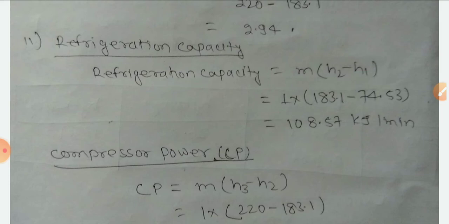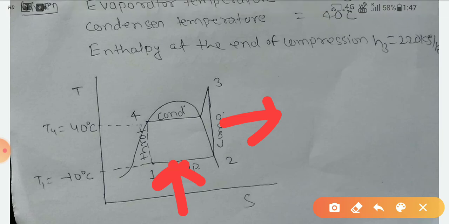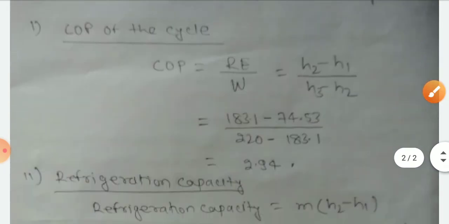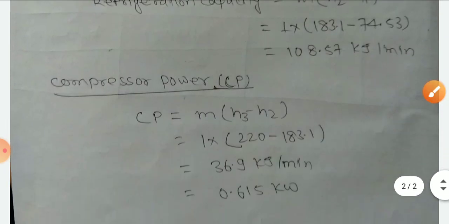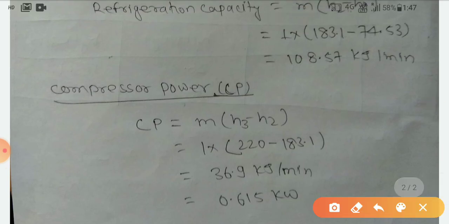Now I am going to find the compressor work. So the compressor work is m into H3 minus H2. You can see here, this is the compressor and this is the evaporator. So the compressor work is m into H3 minus H2. H3 is 220 kilojoule per kg, H2 is 183.1 kilojoule per kg. So you can finally find 36.9 kilojoule per minute. Then you can change it to kilowatt by dividing by 60.